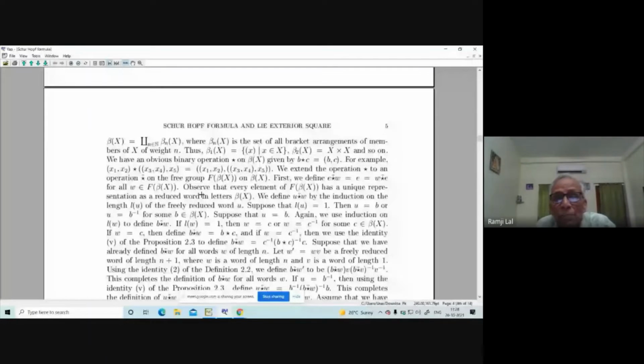So observe that every element of F(βX) has a unique representation as a reduced word in the letters of βX. You see, this is not FX, this is F(βX). It's a free group on the bracket arrangements βX. So it's a large group. So we extend this by induction on the length of u, the length of the freely reduced word u. If the length of u is 1, then u is b or u is b inverse, for b belonging to βX.